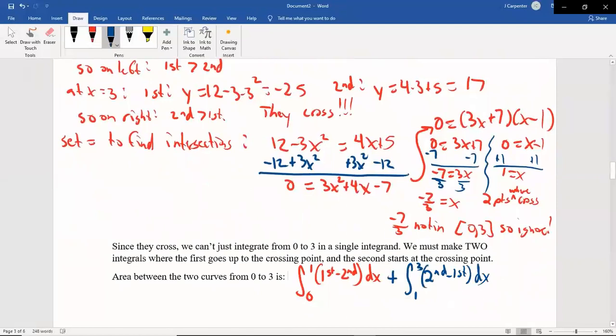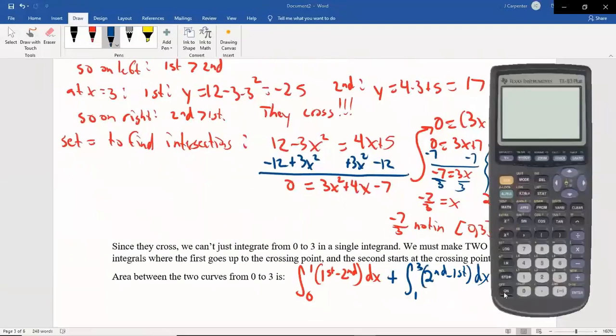Let me go ahead and show you the picture so that you can follow along with this, so you can really see that they do cross and one ends up going higher than the other. So what were our two functions? We had 12 minus 3x squared, that was the first. And then the second was the 4x plus 5. So that's another quadratic and a line. So the first one will be a quadratic, the second one will be a line.